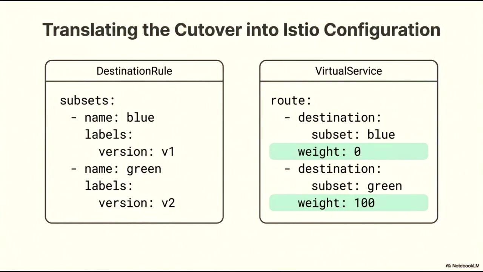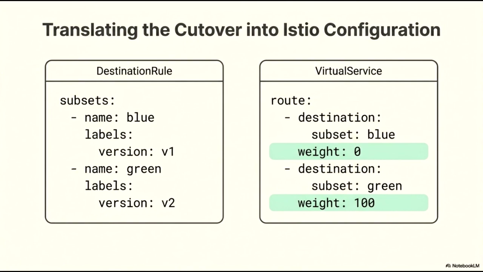To translate a blue-green cutover into Istio configuration, we rely on two core resources, the destination rule and the virtual service. On the left, the destination rule defines the available service versions as subsets. In this example, the blue subset targets version v1, while the green subset targets version v2. On the right, the virtual service manages the actual traffic distribution between these subsets.